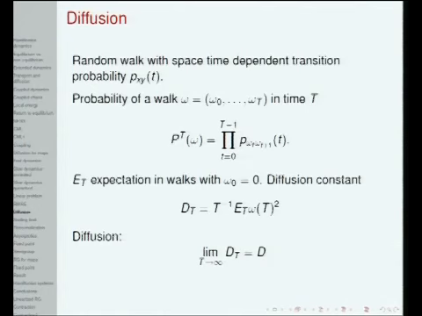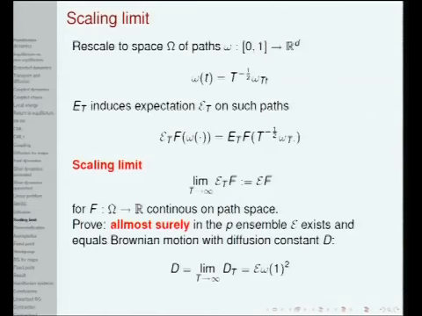Okay, so what do you want to do with such a thing? If you're interested in diffusion, then you compute the mean square. Let me call it E, the expectation over the walks. So you sum over walks, look at the walk at time t, square it, take the sum over all walks, and divide by t. And if this stabilizes as t goes to infinity, you have diffusion.